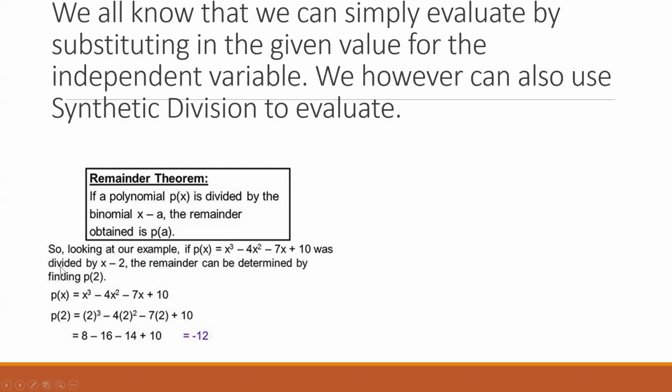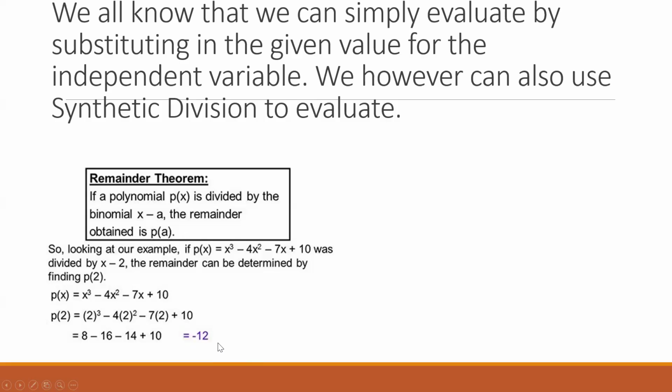So if you look right here, the remainder theorem says that if a polynomial is divided by a binomial, x minus a, which is in linear form, then the remainder is p of a, the output that you would get. So for example, let's say we have p of x equals x cubed minus 4x squared minus 7x plus 10, and we divide it by x minus 2. If we solve x minus 2 for 0, we get 2. We plug that in, and that's going to be the output. So we plug in 2. That's how I do it.